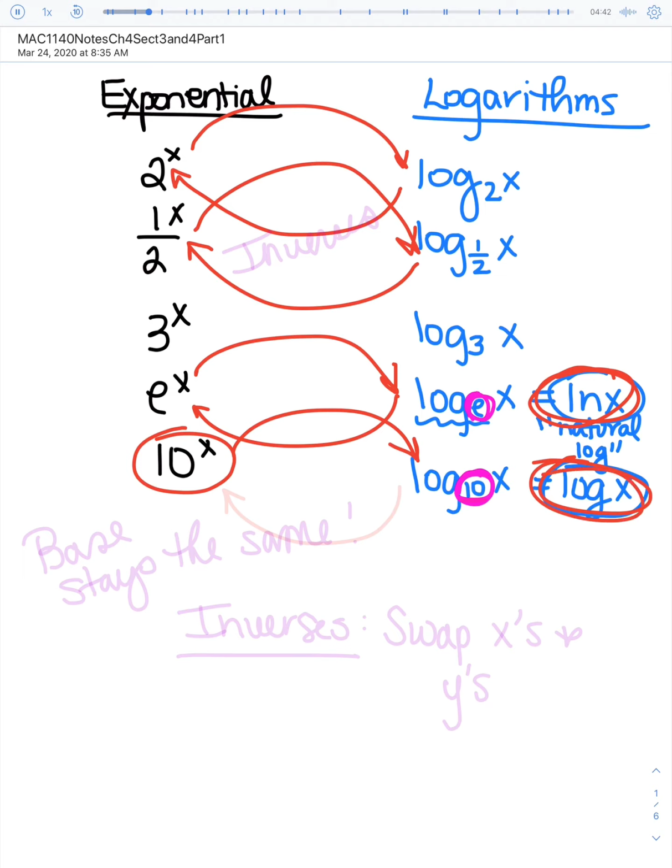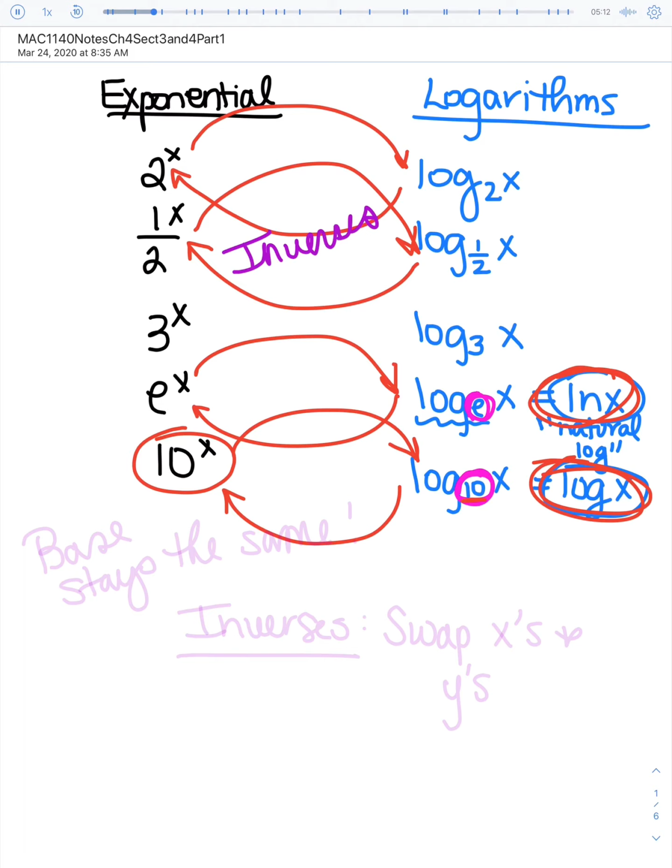And what's the inverse of the log, which is, again, automatically a base 10, will be an exponential base 10. So these are all inverses as long as the bases match up. And remember, inverses undo one another. Another way of remembering inverses is, remember, you swap your x's and your y's. So that's a quick reminder about inverses.